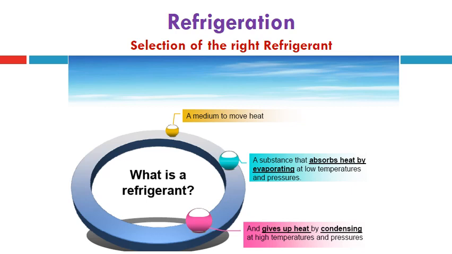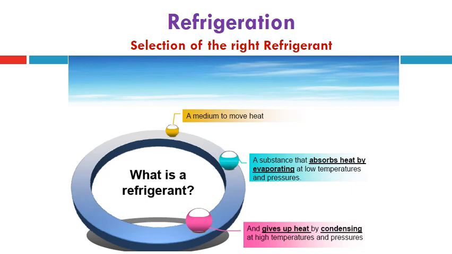This slide also indicates what a refrigerant is. The refrigerant, it should be clear from this slide, is a medium or working fluid selected carefully to move the heat from the refrigerated space and to reject the heat to the surroundings, either via water or via air.